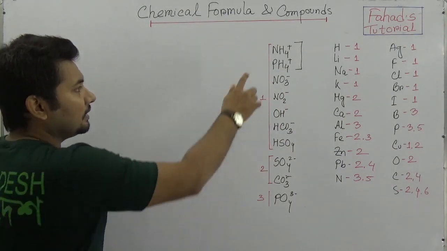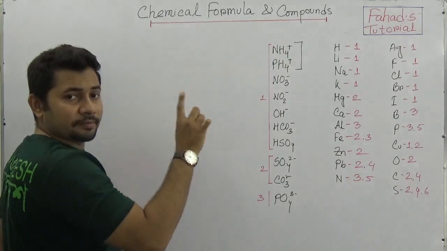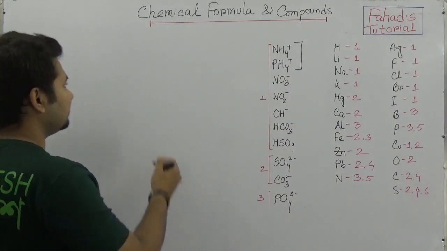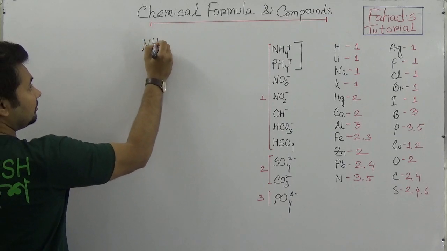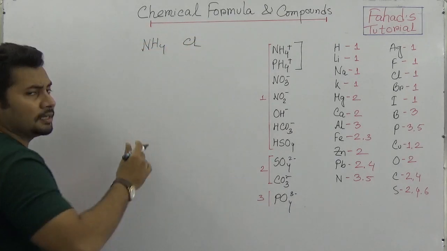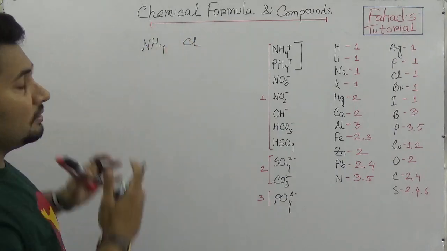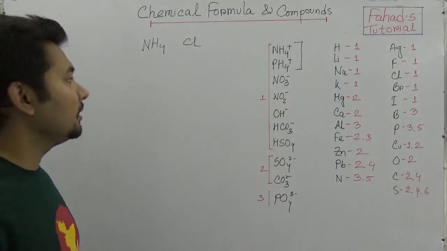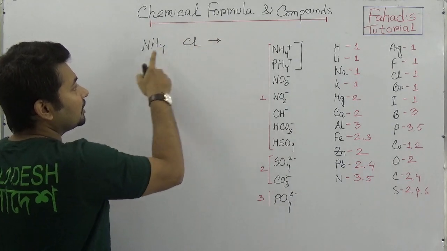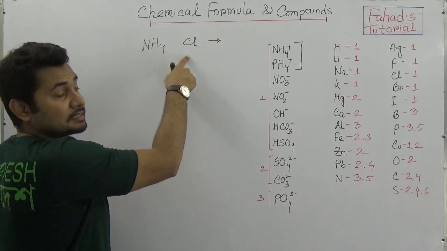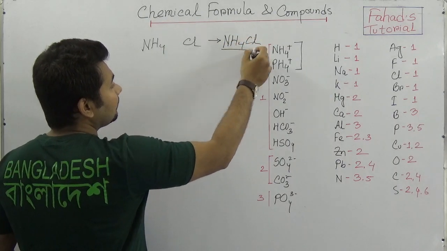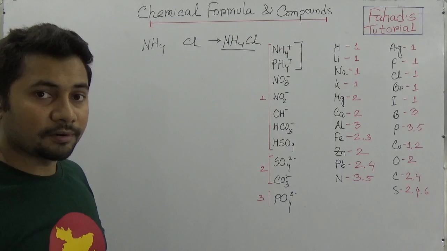Like what? If ammonium is mixed with chlorine, then what will it be? This is ammonium and this is chlorine. And we know that this radical's charge is 1 and chlorine's is also 1. So the chemical formula of ammonium chloride would be NH4Cl, and this is ammonium chloride.